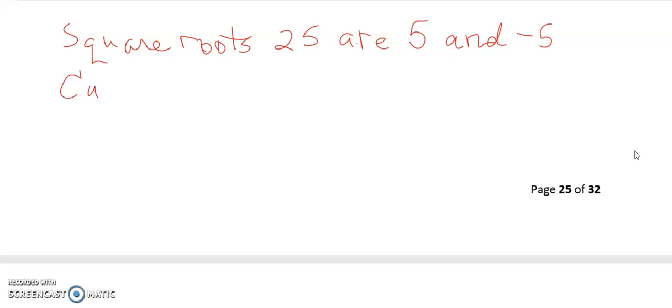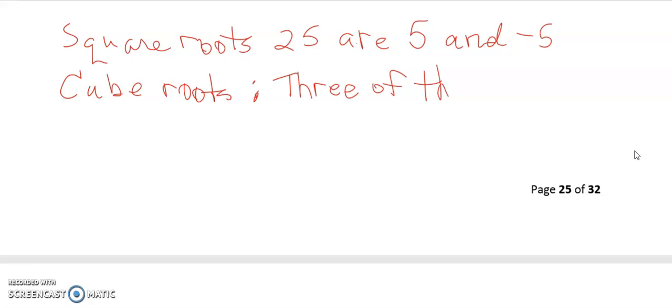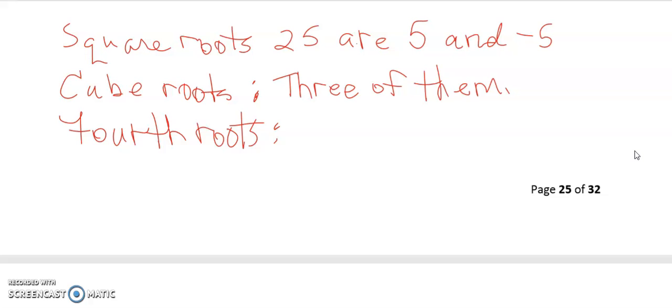Cube roots of any number, it doesn't matter what the number is, there are always 3 of them. Now they might all be real, or you might have a real and two imaginary roots, but there are always 3 cube roots. Fourth roots, there are always 4 of them. Okay, and you can see the pattern that's going on here.